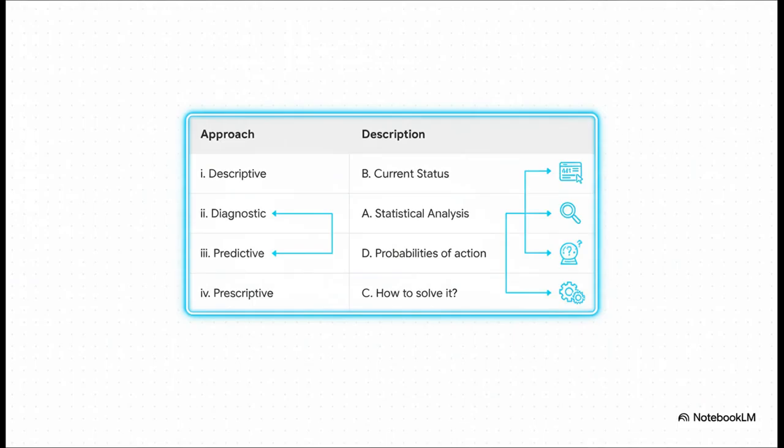All right, now for a little matching game. Let's connect these ideas. Descriptive analytics tells you what's happening, the current status. Diagnostic goes a step further to tell you why it's happening, using statistical analysis. Predictive, of course, looks into the future to guess what's likely to happen. And finally, prescriptive tells you what you should do about it, how to solve it. And there you have it, a perfect match.